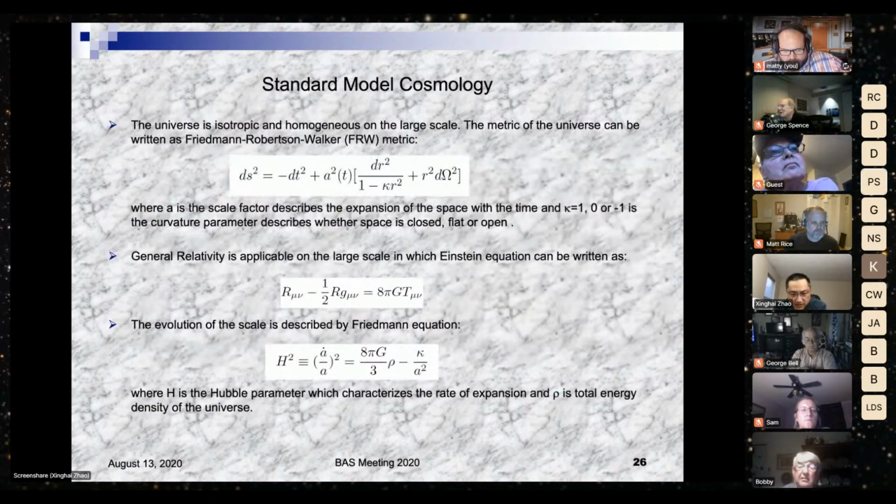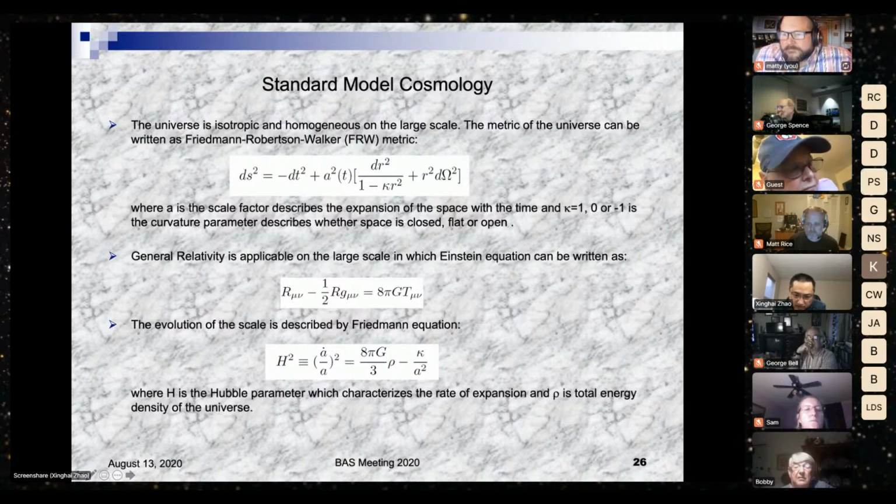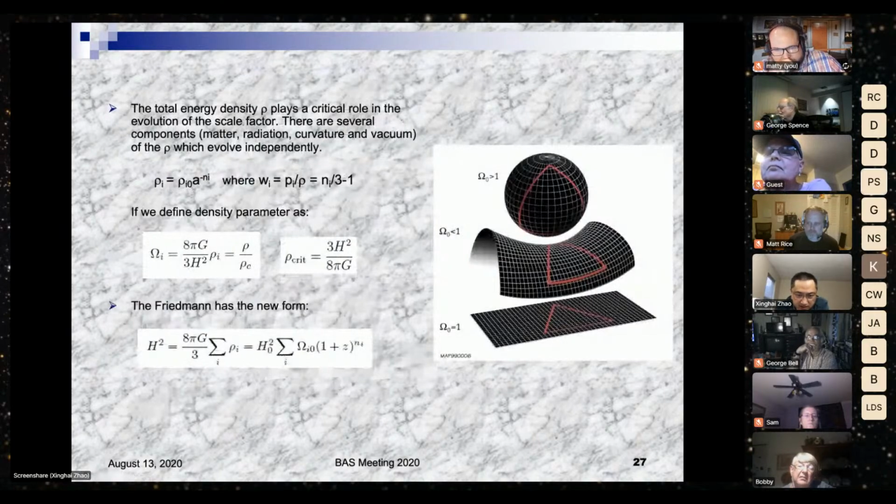So what this means, let's go back to the previous slides. In the previous slides, we said H squared equals (a dot over a) squared equals this stuff, and then minus kappa over a squared. That means this kappa describes the curvature. If we close this equation without kappa, that means kappa is 0.